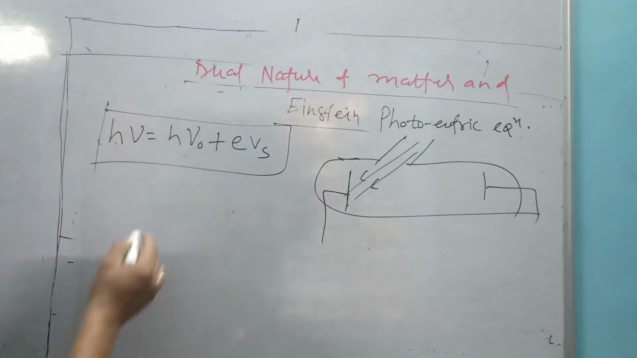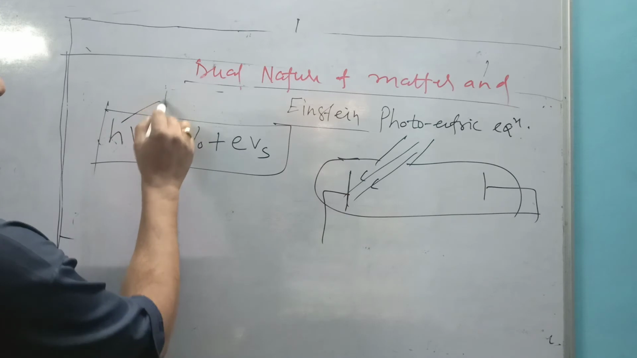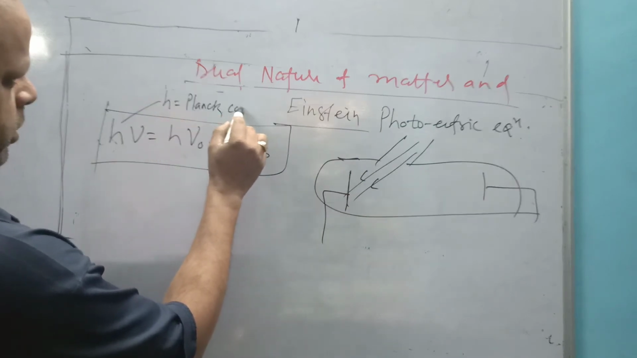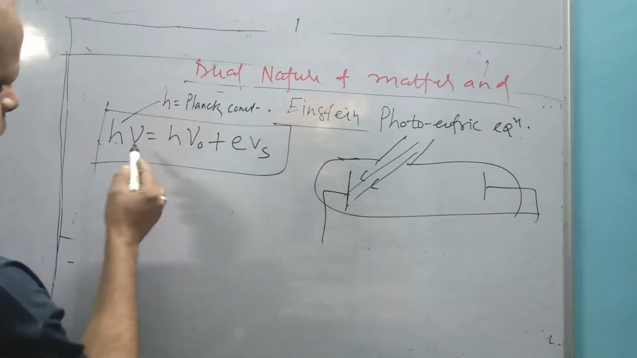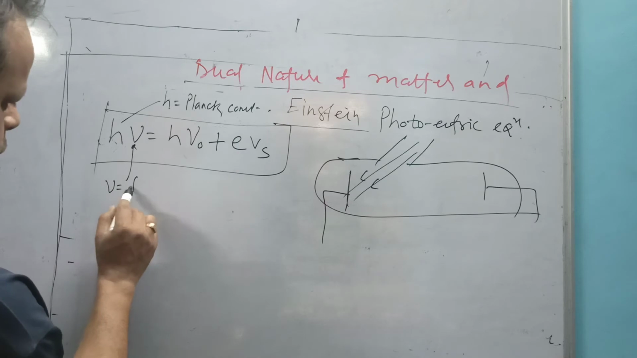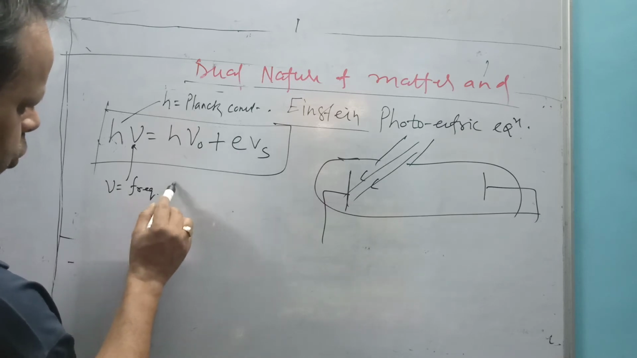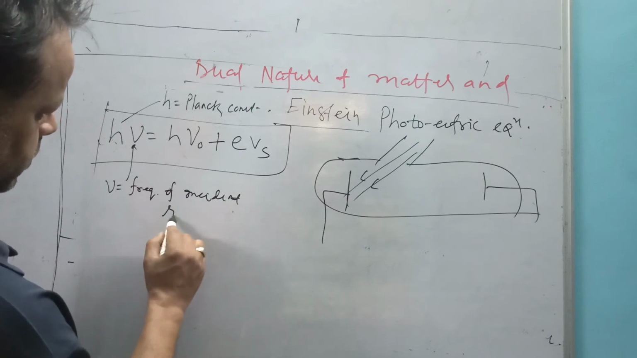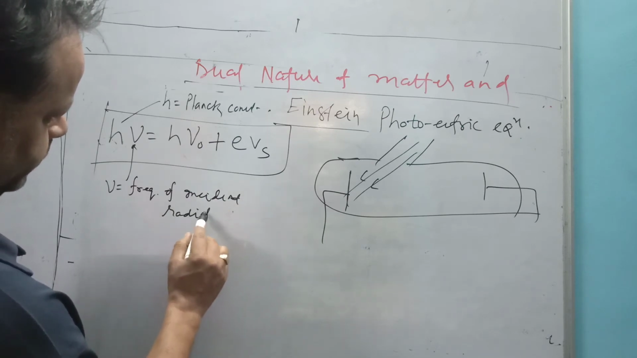See, h we know that it is Planck constant. See, this nu is what? Nu is the frequency of incident radiation.